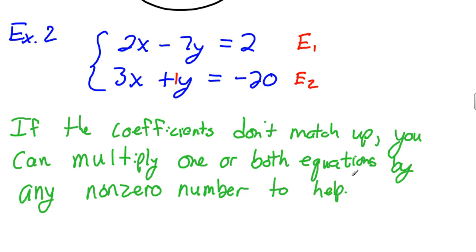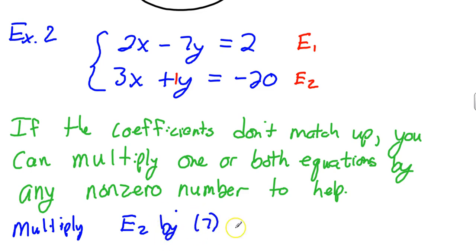To help it out, here's what we're looking at. You've got a negative 7 here. We need a positive 7 here for this one. So what we can do is take equation 2 and multiply it by 7. If we do that, that'll make this 7y, and we'll have the negative 7y, and we'll be good to go. So we're going to multiply equation 2 by 7.